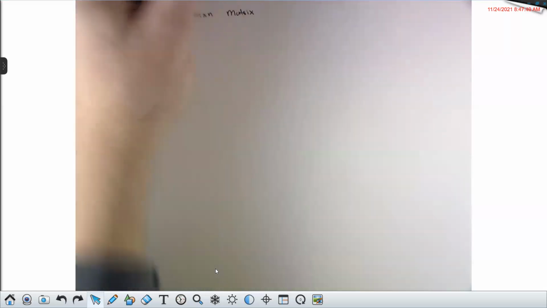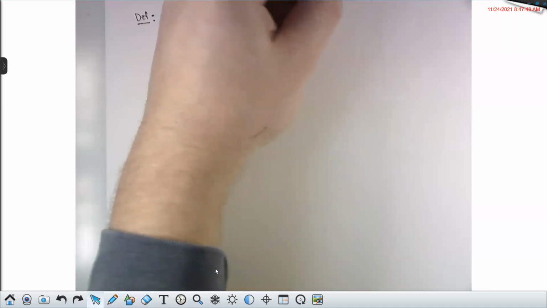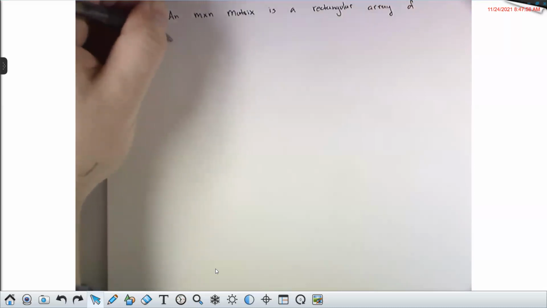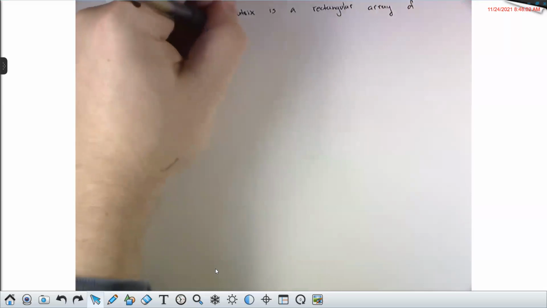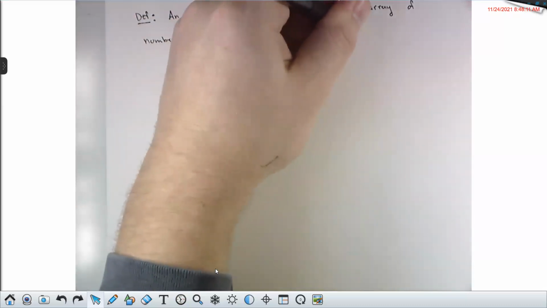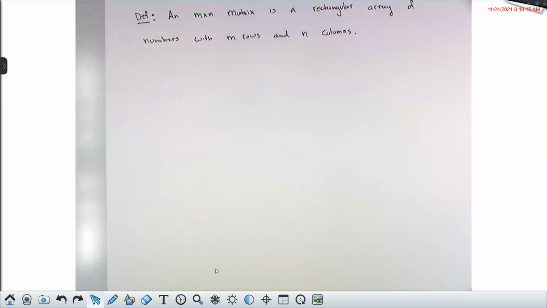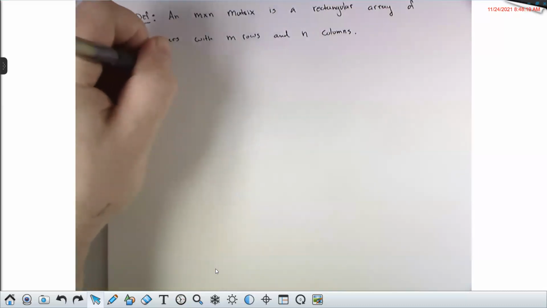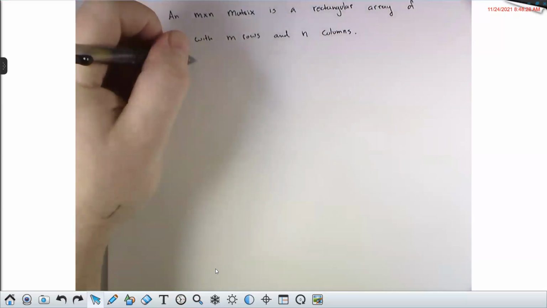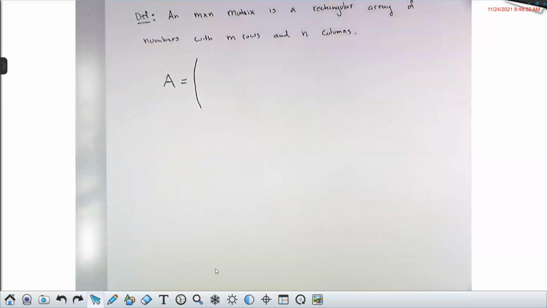An M by N matrix is a rectangular array of numbers with M rows and N columns. That's it. We usually use capital letters to denote a matrix. And there's two notations. I like the parentheses notation. You can also use a big square bracket.